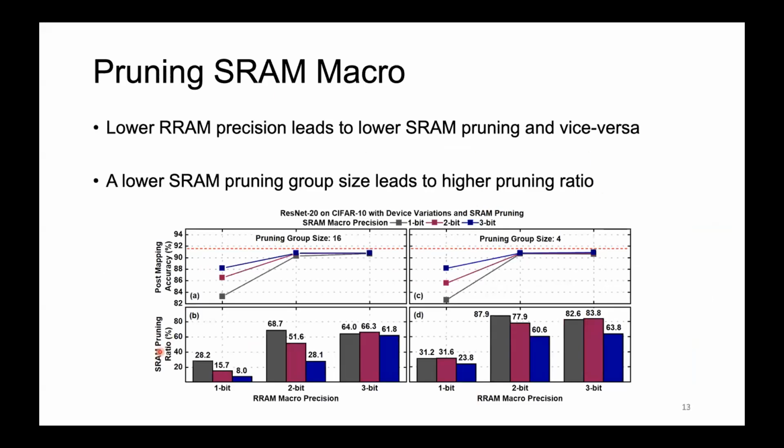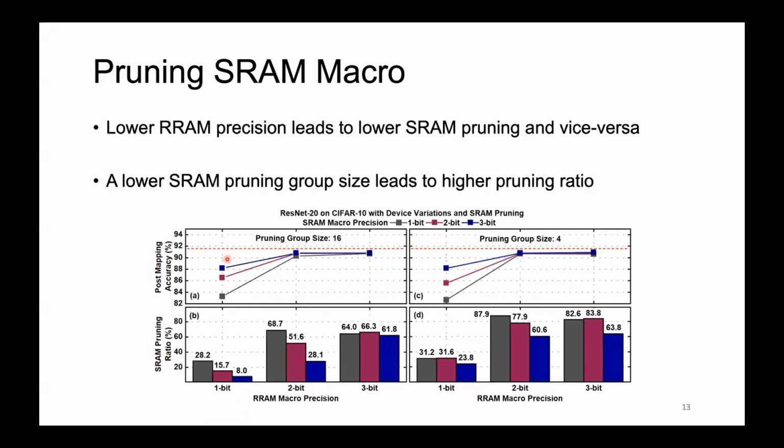We now look at the pruning of the SRAM macro. So the figure at the bottom shows you the post-mapping accuracy and the SRAM pruning ratio for ResNet 20 and CIFAR10 at different RRAM precisions and SRAM precisions. We also analyze this at two different pruning group sizes. So we form a group by looking at the output channels, or that is combining along the output channels in order to enable the output stationary structure within the SRAM.